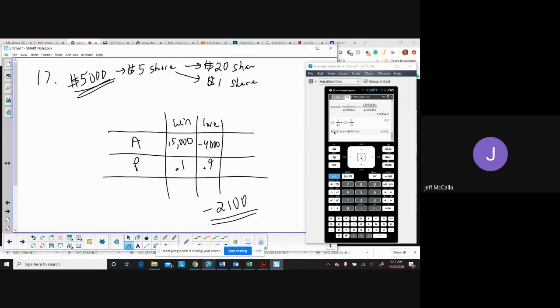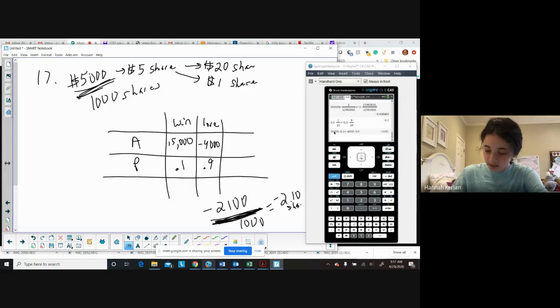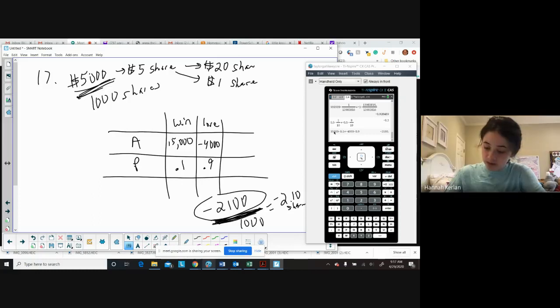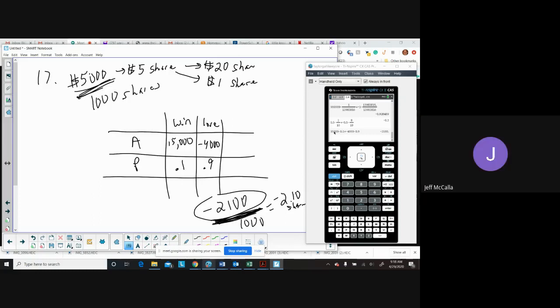Oh, because this is for 1,000 shares. So 1,000 shares is worth negative $2,100. If you divide this by 1,000, you get negative $2.10 a share. I don't think you have to write it that way. I would say your expected value is that if you spend $5,000, you should expect to lose 2,100. That's a fine way to write your answer, unless they ask specifically for the share price. It just said what's the expected value, so to me, this is a fine answer.